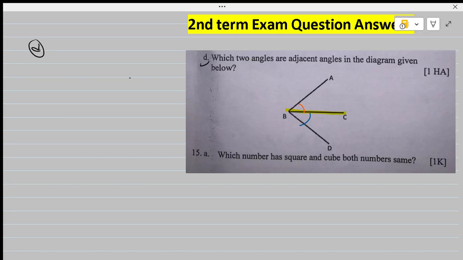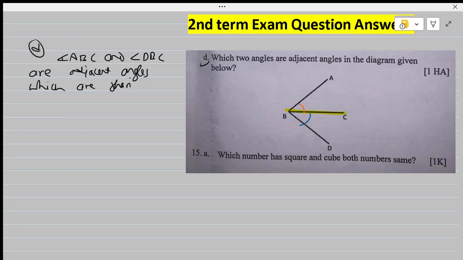So you say here angle ABC and angle DBC are adjacent angles which are sharing common side BC. Okay, so it was D number. I go 15 number A.